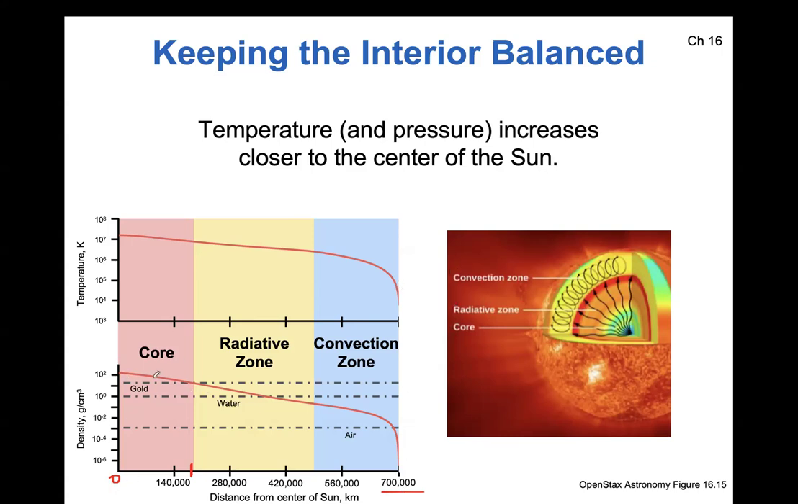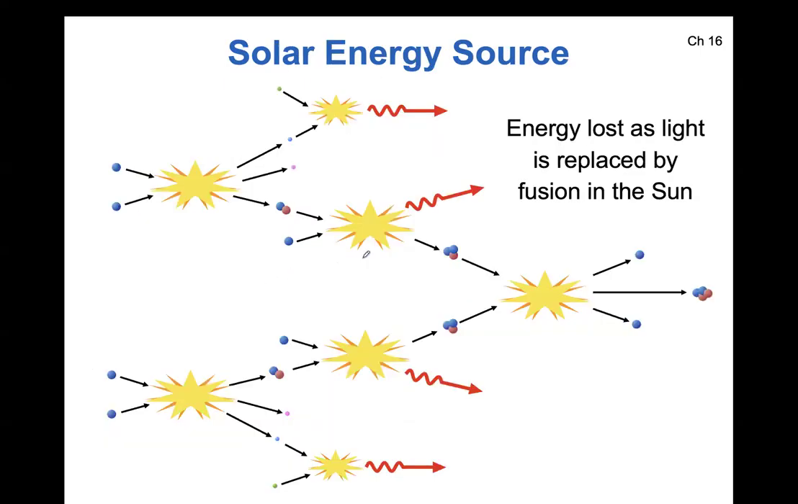And the bottom graph is all the same information on the horizontal, but has density in grams per cubic centimeter as our vertical axis. And so we got some reference densities shown for the different regions of the sun, gold, water, air, and the temperature scale just has our numbers in Kelvin, by the way. All right, so lots of good information here, good summary. We know the solar energy source, of course, is fusion. All right, so the energy lost as light is replaced by fusion.